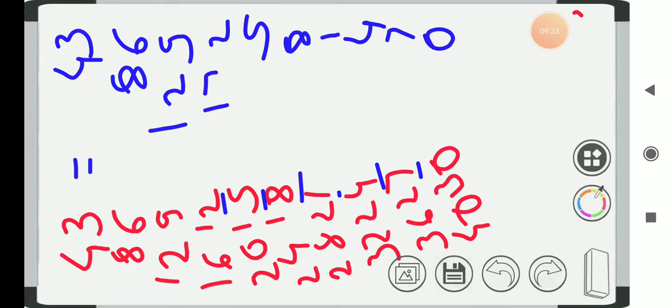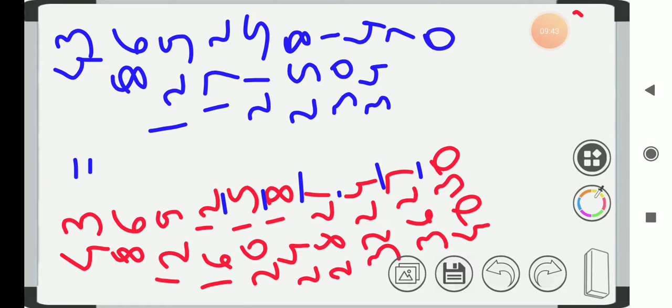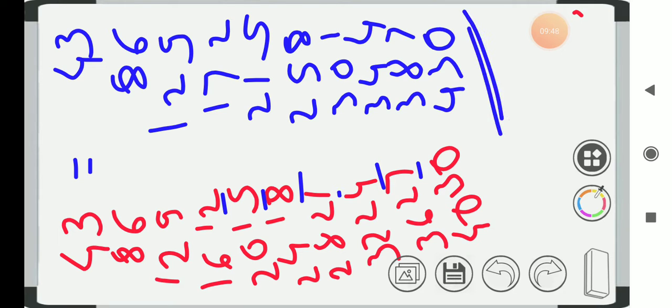16 plus 1 is 17. 20 plus 1 is 21. 25, 30, 34, 38 and 40. Our table is ready within 1 minute.